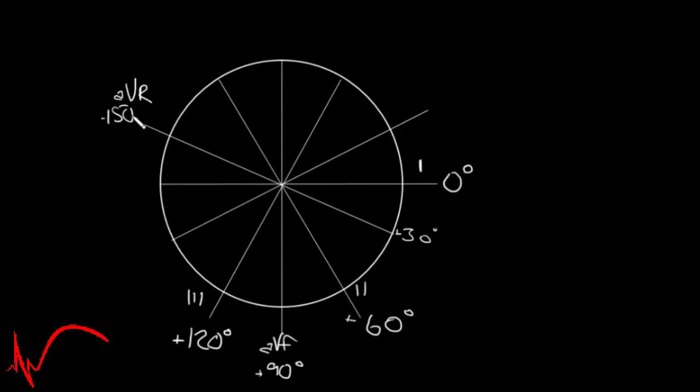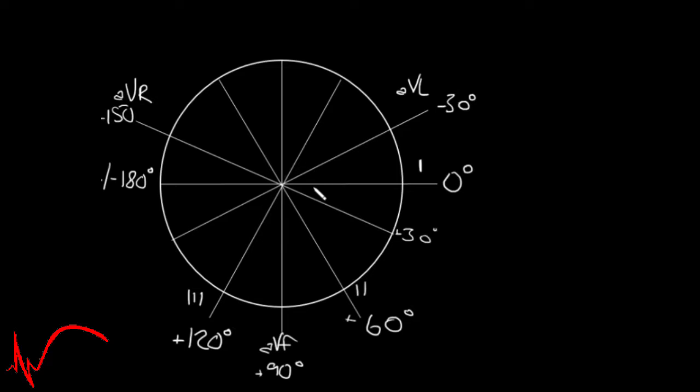Below here, opposite lead 1, or rather at the end of the negative end of lead 1, we have plus or minus 180 degrees, simply because it's opposite the positive end. And over here we have AVL, and that gets a minus 30 degree value. This diagram is split into 4 separate sections, and each one represents an area of axis deviation.